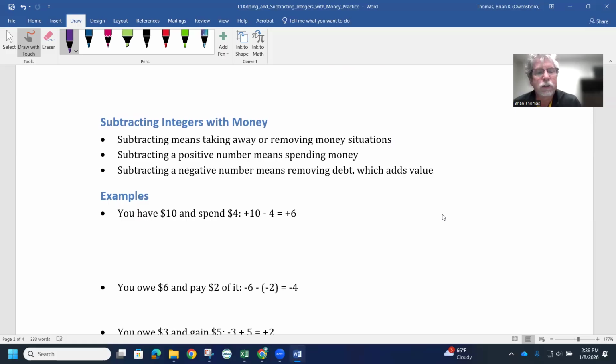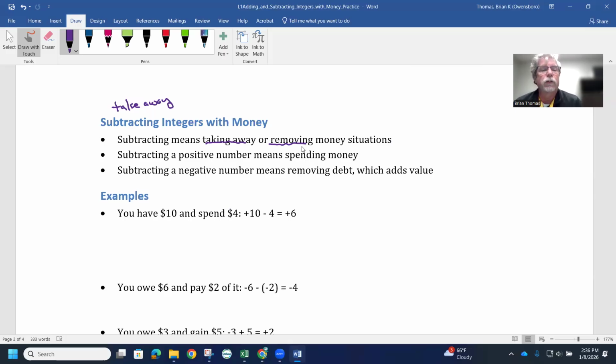So subtracting integers. Remember, subtraction kind of means to take away or remove. So keep that in mind. Subtraction in the real world means we're removing or taking away. So keep that in mind. Subtraction means taking away or removing money.